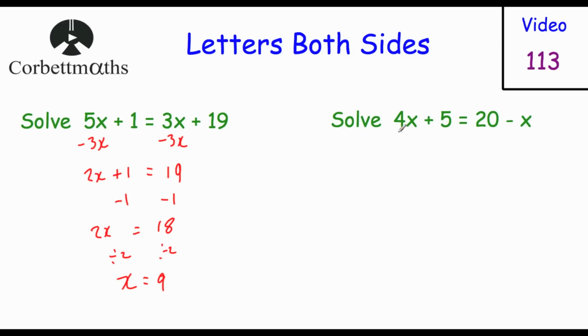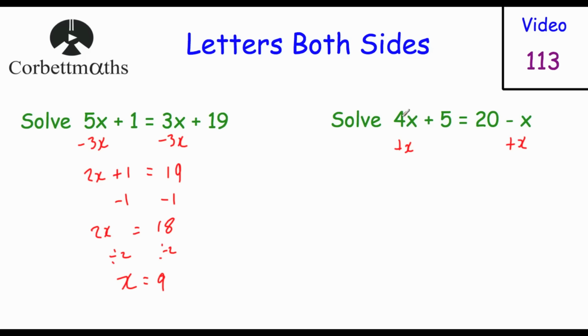Okay, our next question. So our equation this time says 4x plus 5 equals 20, subtract x. Now whenever I'm solving equations with letters on both sides, I always want to get rid of the lowest number of x's. Now minus x is lower than 4x, so I'm going to get rid of the minus x. Now if I want to get rid of minus x, I'm going to do the opposite, which is add x to both sides of the equation. So I'm going to add an x and add an x.